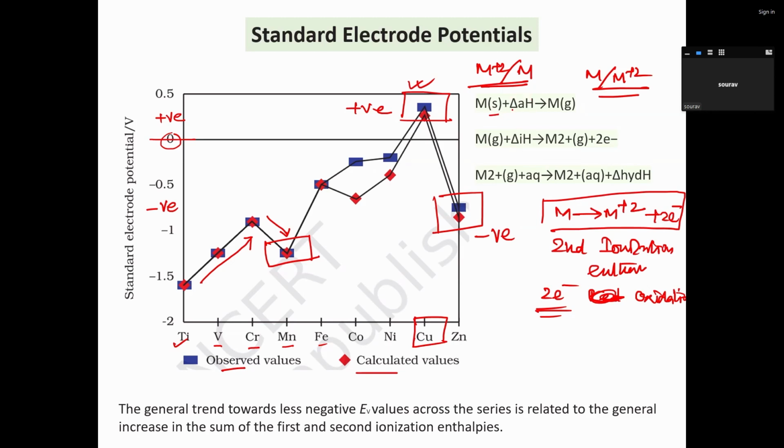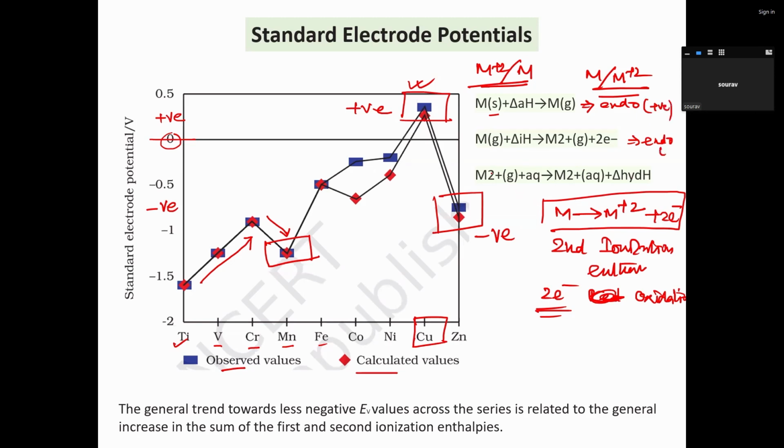In the presence of some amount of energy, it goes from the solid to the gaseous state. So it is the atomization, delta aH. And this atomization process is endothermic. So first the atomization happens. Then there is the ionization enthalpy. Some amount of energy is needed to remove the electron from the gaseous state. So this is also endothermic, and it will also have a positive value.